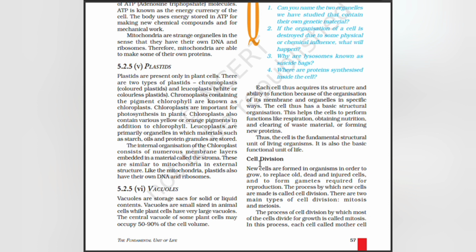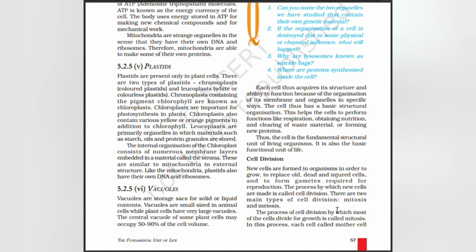of life. Cell division. Cells are formed in organisms in order to grow, to replace old, dead, injured cells, and to form gametes required for reproduction. The process by which new cells are made is called cell division. There are two main types of cell division, mitosis and meiosis.